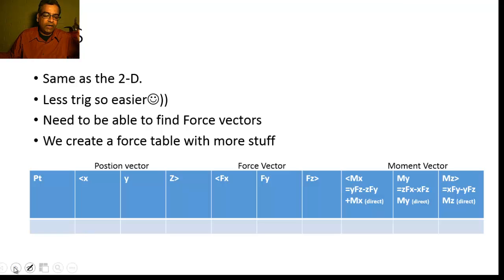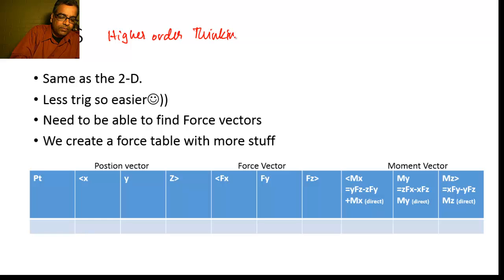So the higher order thinking skill, remember HOTS means higher order thinking skills. The higher order thinking skills is the following. It's the same as 2D. There is no difference. Actually there is less trig, so it's easier.